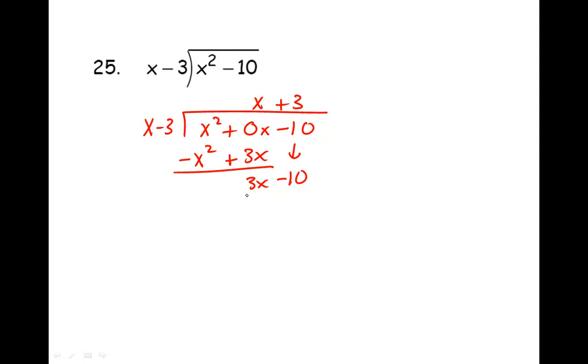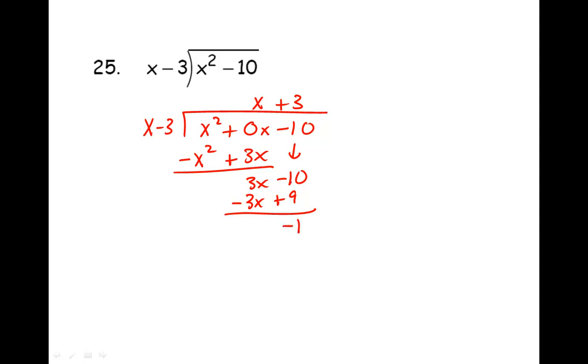3 times x is 3x. 3 times -3 is -9. But since I want to subtract, that means I want to change the signs. So 3x minus 3x is 0, and -10 plus 9 is -1.